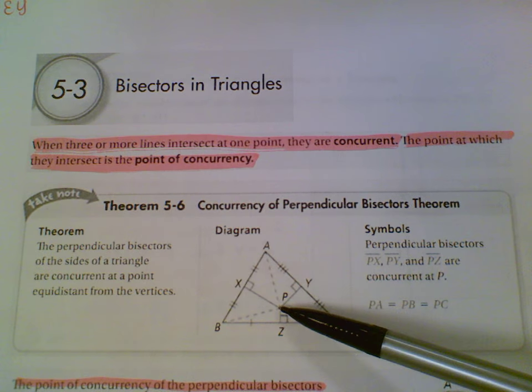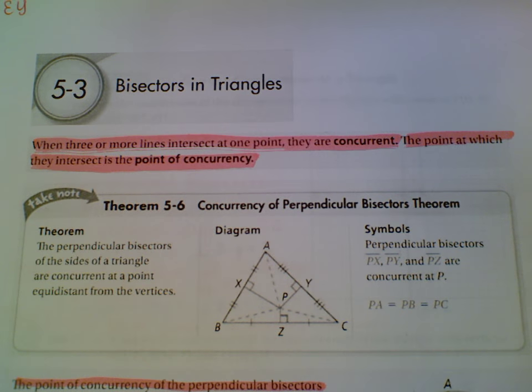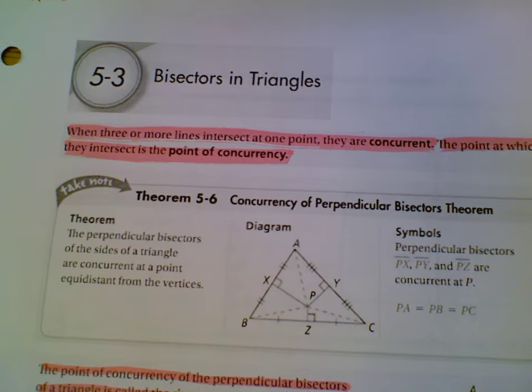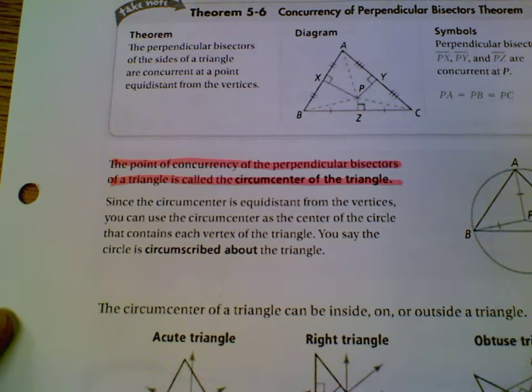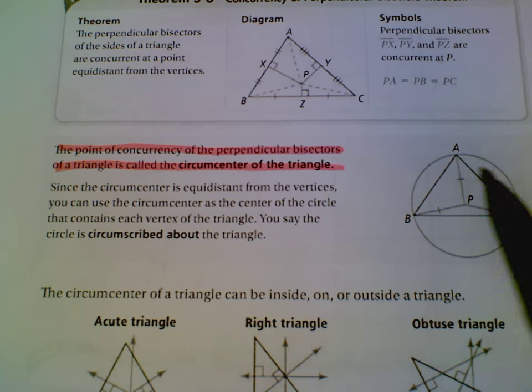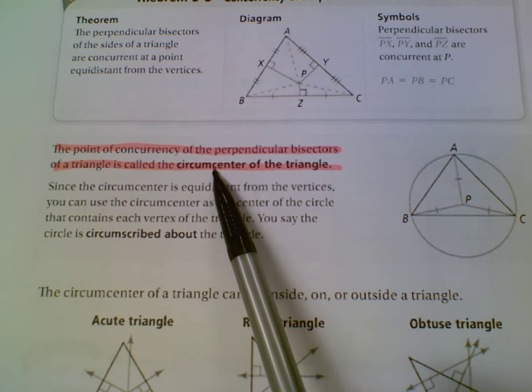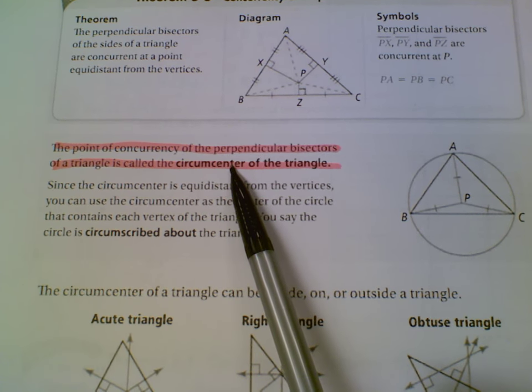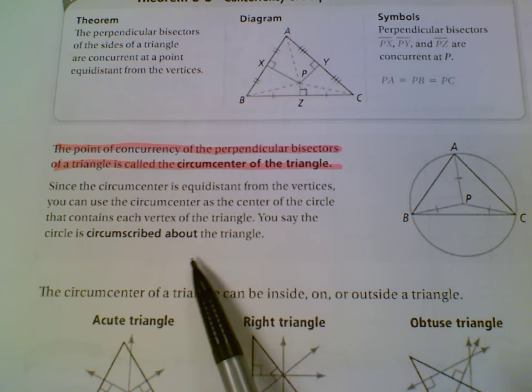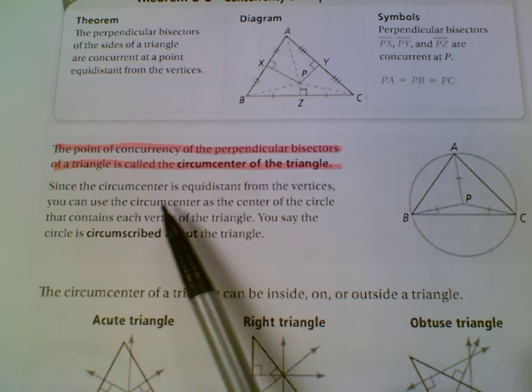The point where these perpendicular bisectors intersect is called the circumcenter. So you might put a star or highlight or something around this word because you're going to have to know what circumcenter is.